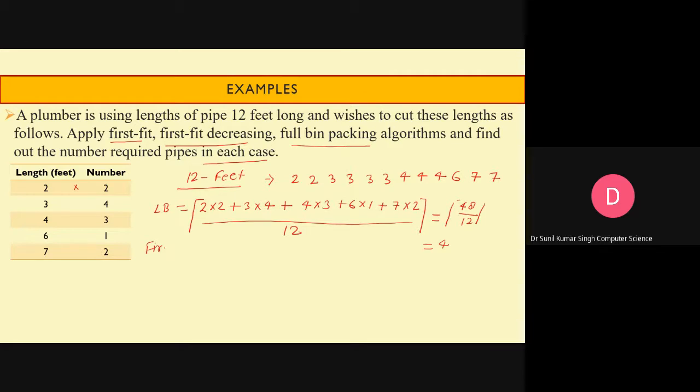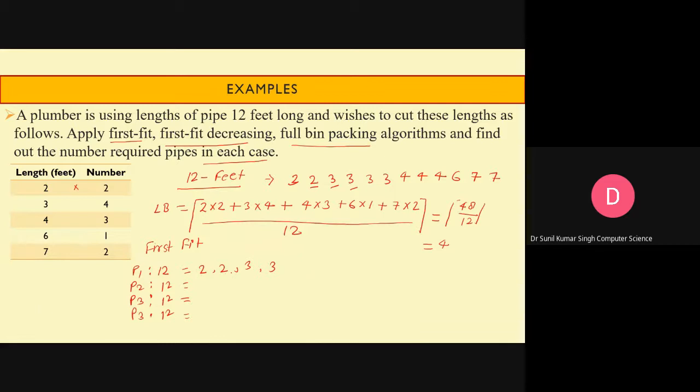Let's apply the first fit. So there are 12 feet pipes. Let's say P1, P2. We can increase the number of pipes as per the requirement. Pipe 1, pipe 2, pipe 3, and their length is of course 12 feet, right? So look here, 2 can be accommodated here. This 2 we can also have here. 3 we can have here. This 3 we can have here.